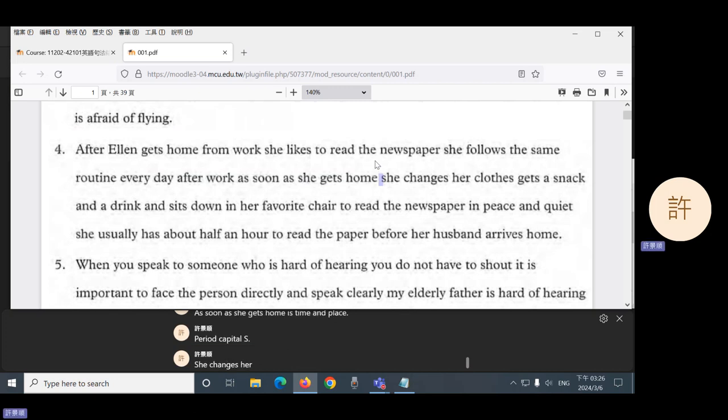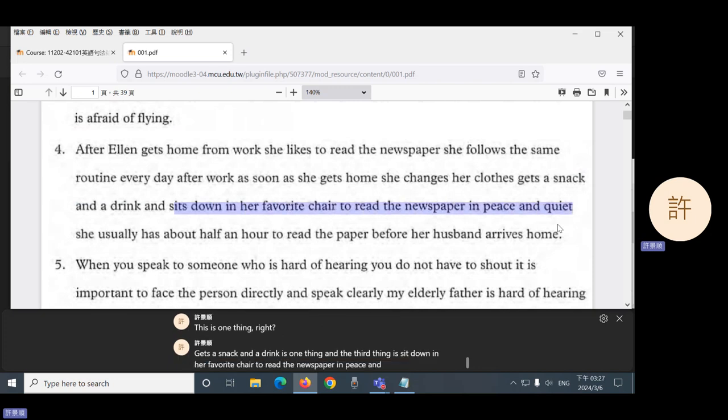She changes her clothes, comma, gets a snack and a drink, comma, and sits down in her favorite chair to read the newspaper in peace and quiet, period. You need commas here because she's making a list. She does three things. The first thing is she changes her clothes. The second thing is she gets a snack and a drink. This is one thing. And the third thing is sits down in her favorite chair to read the newspaper in peace and quiet.